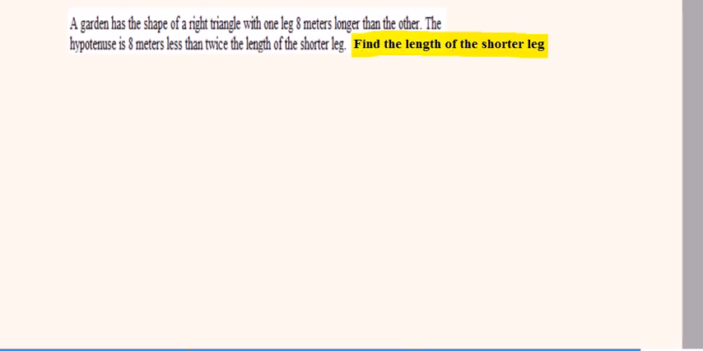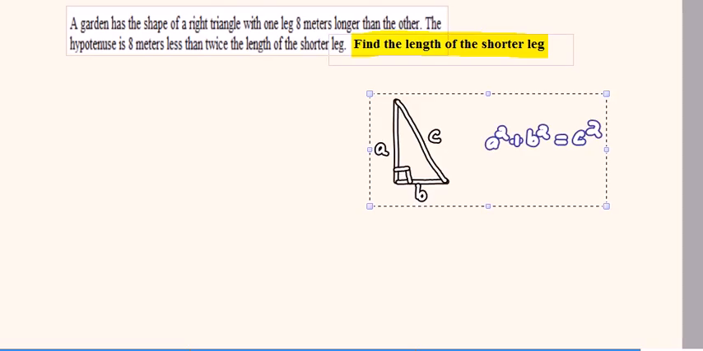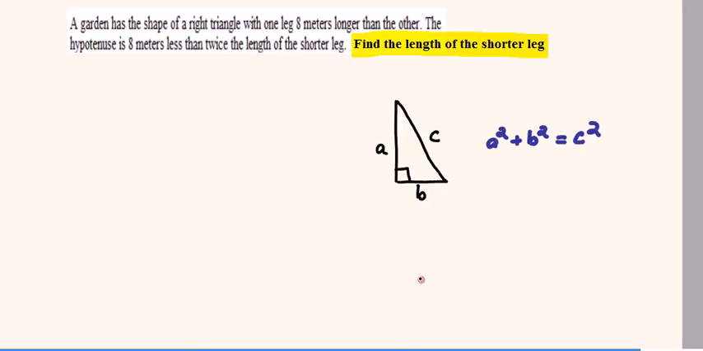Alright, like I said, let's draw ourselves a picture. We're dealing with a right triangle, so we're going to need the Pythagorean theorem. And remember, the Pythagorean theorem says if you have a right triangle, the legs are a and b, and the hypotenuse is c, then the relationship between these sides is a squared plus b squared is equal to c squared. Whatever the legs are, this leg squared plus that leg squared is the hypotenuse squared.